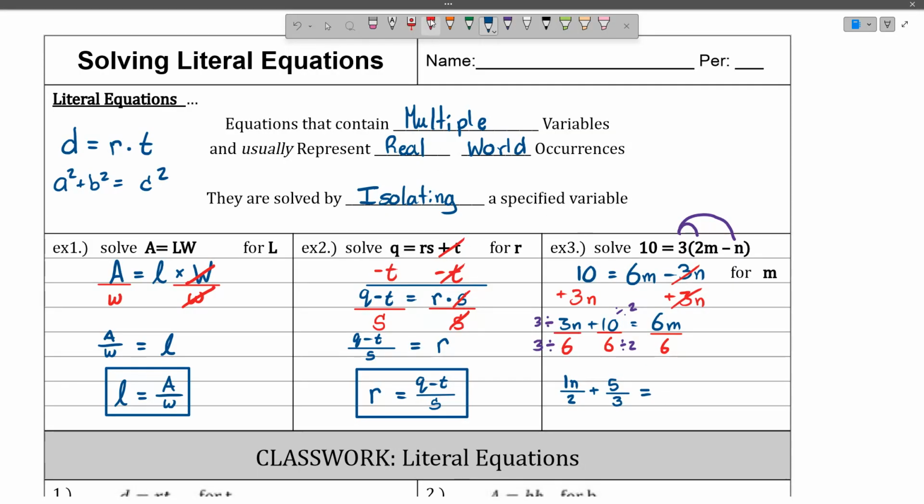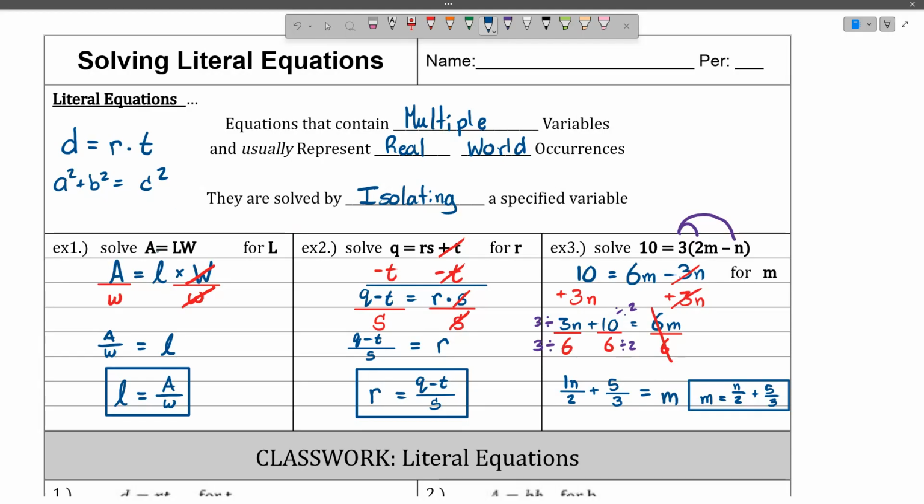Yeah? And then these 6's cancel out, so I'm left with just m equals 1n over 2 plus 5 over 3. But, like I said before, we want to clean this up. So I'm just going to rewrite it over here. m is equal to 1n over 2, which is the same thing as just n over 2, plus 5 over 3.